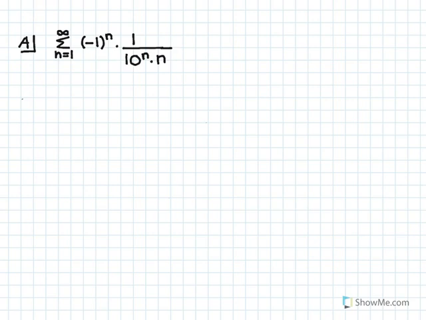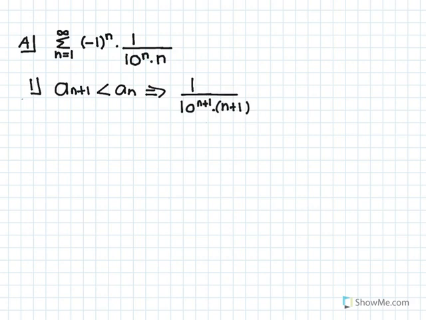Let's check the conditions for the alternating series test to prove that it converges before we can apply the remainder theorem. So condition 1, the terms have to be decreasing in magnitude. a(n+1) should be less than a(n). Let's show that. a(n+1) is the absolute value of the n plus 1th term. We get 1 over 10 to the n plus 1 times n plus 1. And this should be less than the nth term, which is 1 over 10 to the n times n. Clearly, we're making the denominator larger. That means the ratio becomes smaller. So the first condition is satisfied.